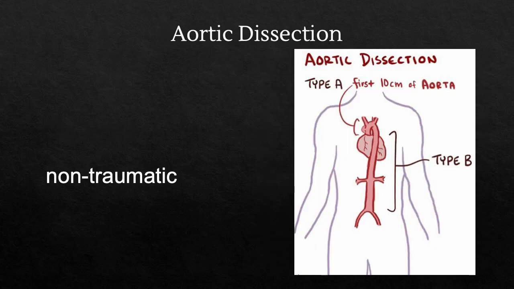You get two types of aortic dissection, type A and type B. Type A is when it is within the first 10 centimeters of the aorta. These patients are the more unstable ones, as there's many structures that it knocks out when it's in the first 10 centimeters. These are also the patients that present with the aortic root dissections. Type B is anywhere further along the aorta from the first 10 centimeters to the bifurcation.